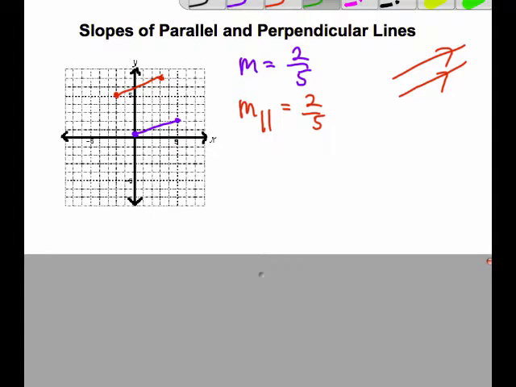Alright, now let's talk about the issue of perpendicular. If two segments are perpendicular to one another, their slopes obviously aren't the same. They must be opposite in sign, because if one line was rising, the other line would have to be falling. So there is one relationship in terms of their slopes. Let's take a look back at the blue line again.